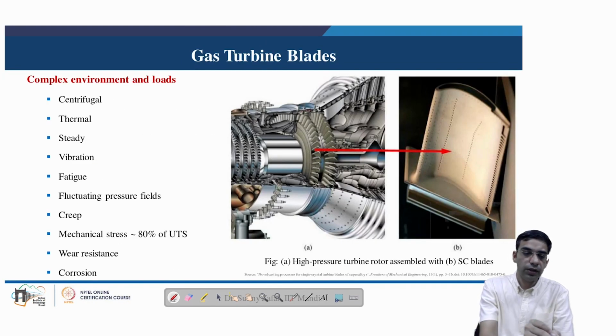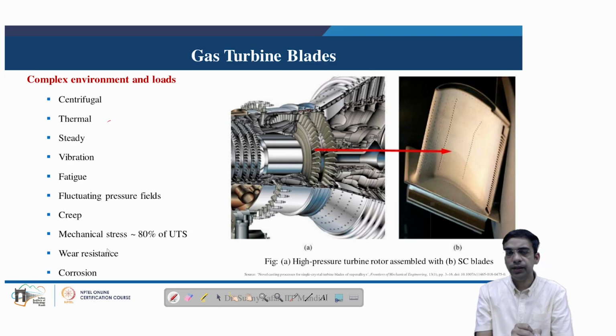So now we can conclude what is the operating environment and loads which are there on the gas turbine blade. So these include all these loads: centrifugal, thermal, these are basically having very steady temperatures, high temperatures. There is a lot of vibration because our gas turbine blades are operating at 15,000 to 25,000 RPM. There is fatigue, there are fluctuating pressure fields, creep, mechanical stresses of the order of 80% of the ultimate tensile strength. Wear is there, corrosion is there, and all these complex loading environments are happening in parallel. So it is not that one happens after the other, rather everything is happening in parallel.